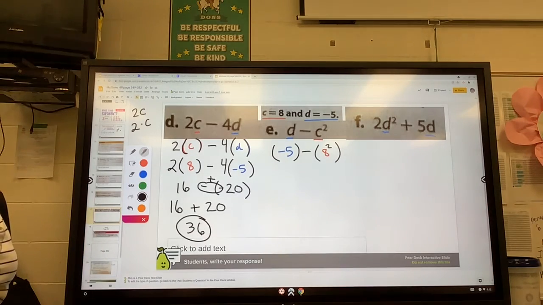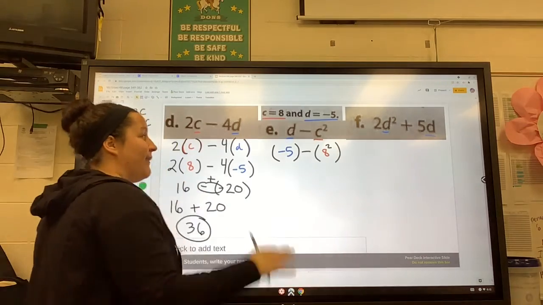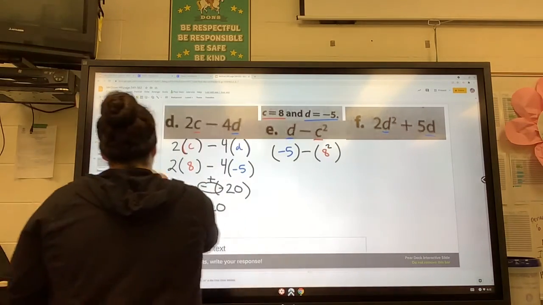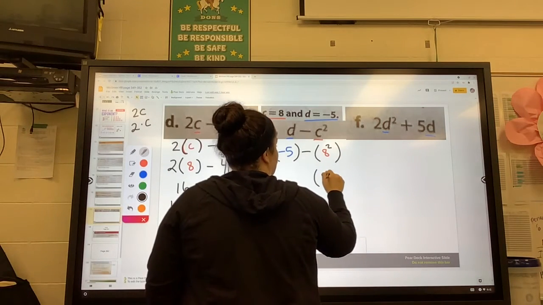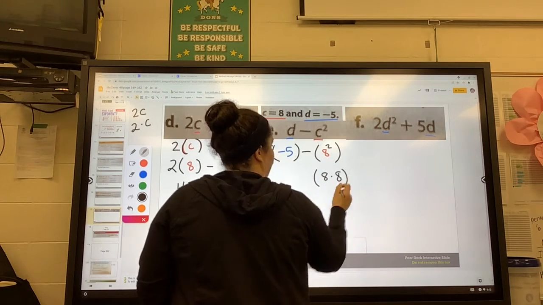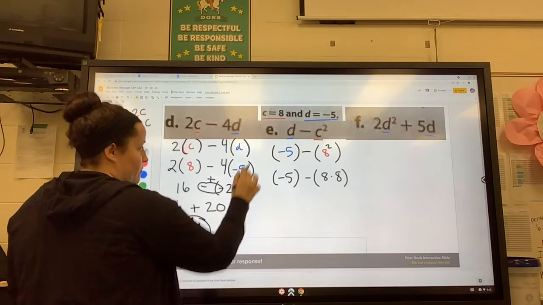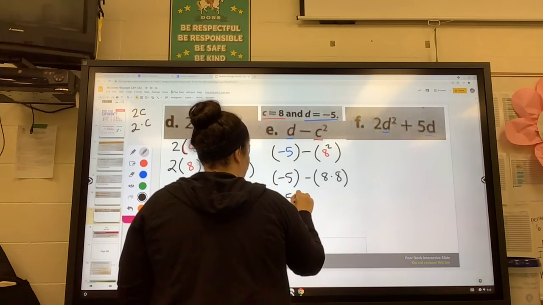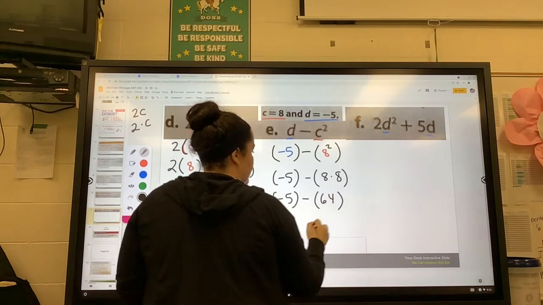Okay, now we have to follow PEMDAS. Well, parentheses, but there's nothing to do inside them. That's why I just put a number in there. But there's exponents. 8 squared. Remember, 8 squared is the same thing as 8 times 8. Okay? I'm just going to keep writing that. Rewrite it. So 8 times 8 minus 8 times 8 is 64.